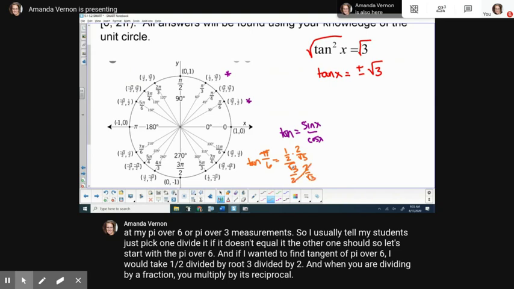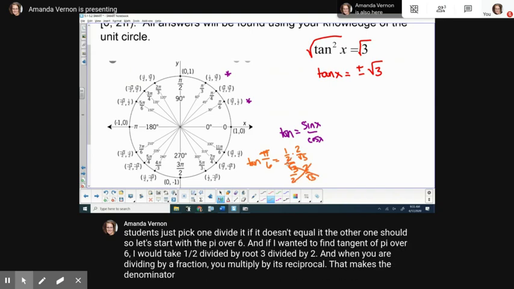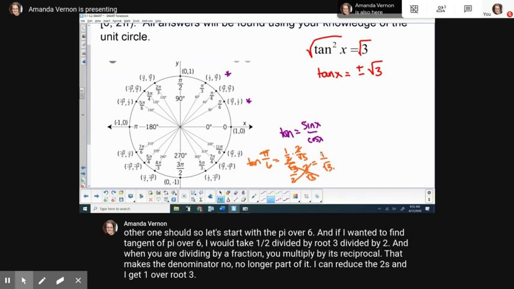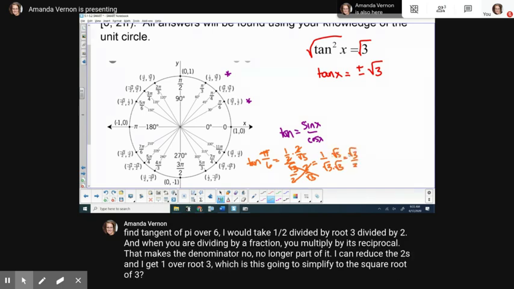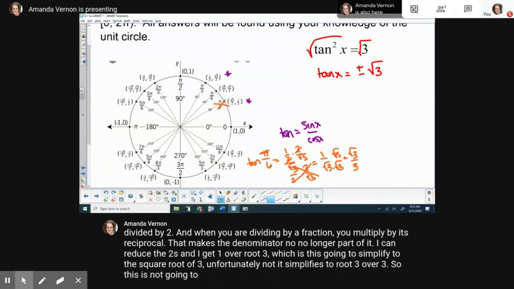That makes the denominator now no longer part of it. I can reduce the 2's and I get 1 over root 3, which, is this going to simplify to the square root of 3? Unfortunately not. It simplifies to root 3 over 3. So this is not going to be the value we want to work with. Let's test out the other one.